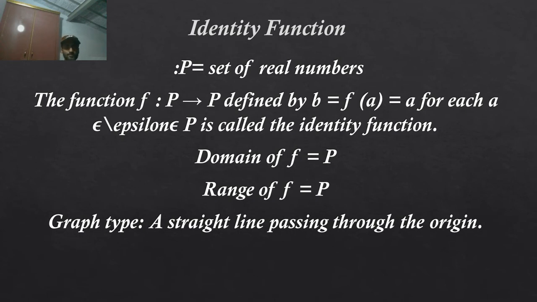Identity function. Let P be the set of real numbers. The function f defined by f of a is equal to a for each a belonging to P is called the identity function. Domain of f is equal to P. Range of f is equal to P. Graph type: a straight line passing through the origin.